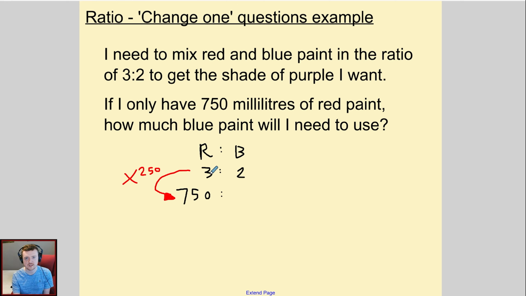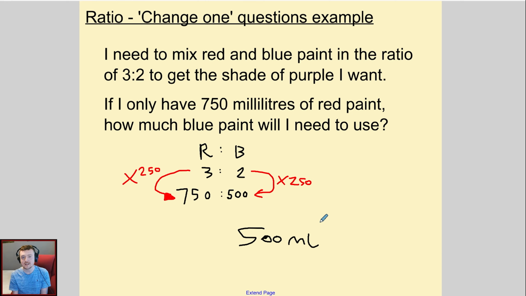Whatever you do on the left-hand side, you do exactly the same thing on the right-hand side. 2 times by 250 is equal to what? Well, 2 times 250 is 500. So we're going to have 500 milliliters of blue paint. So my answer is 500. And make sure at this point you put your units on, because we're talking about milliliters. So it's milliliters.